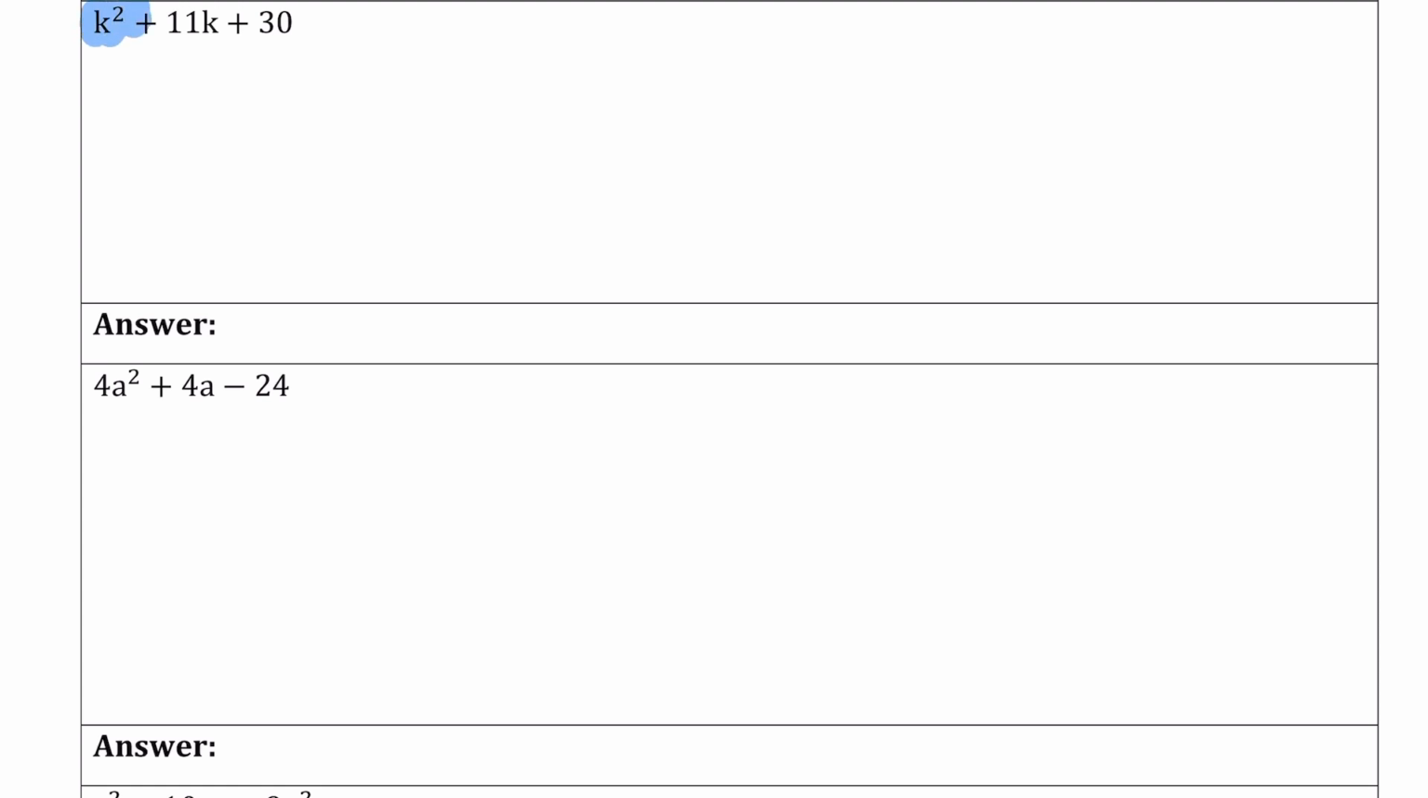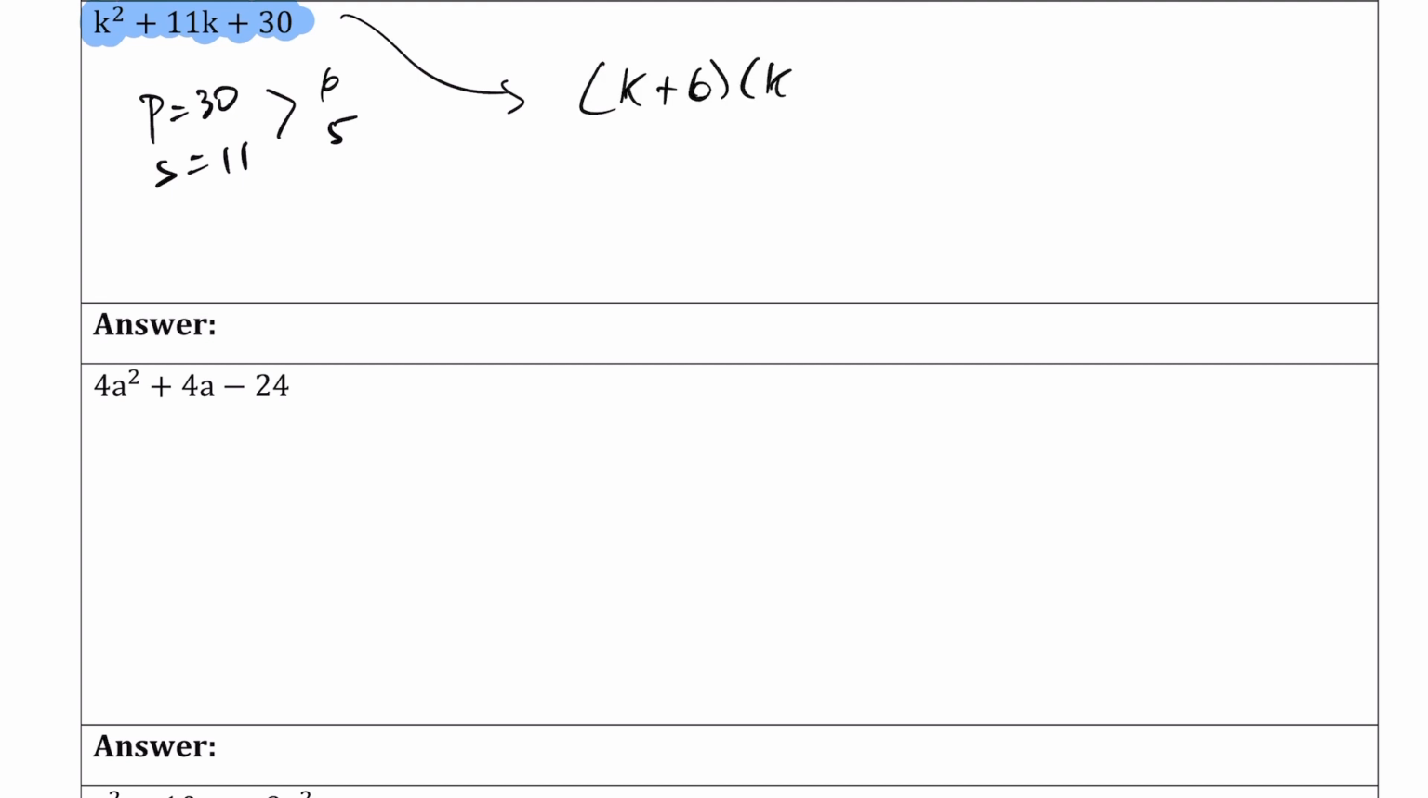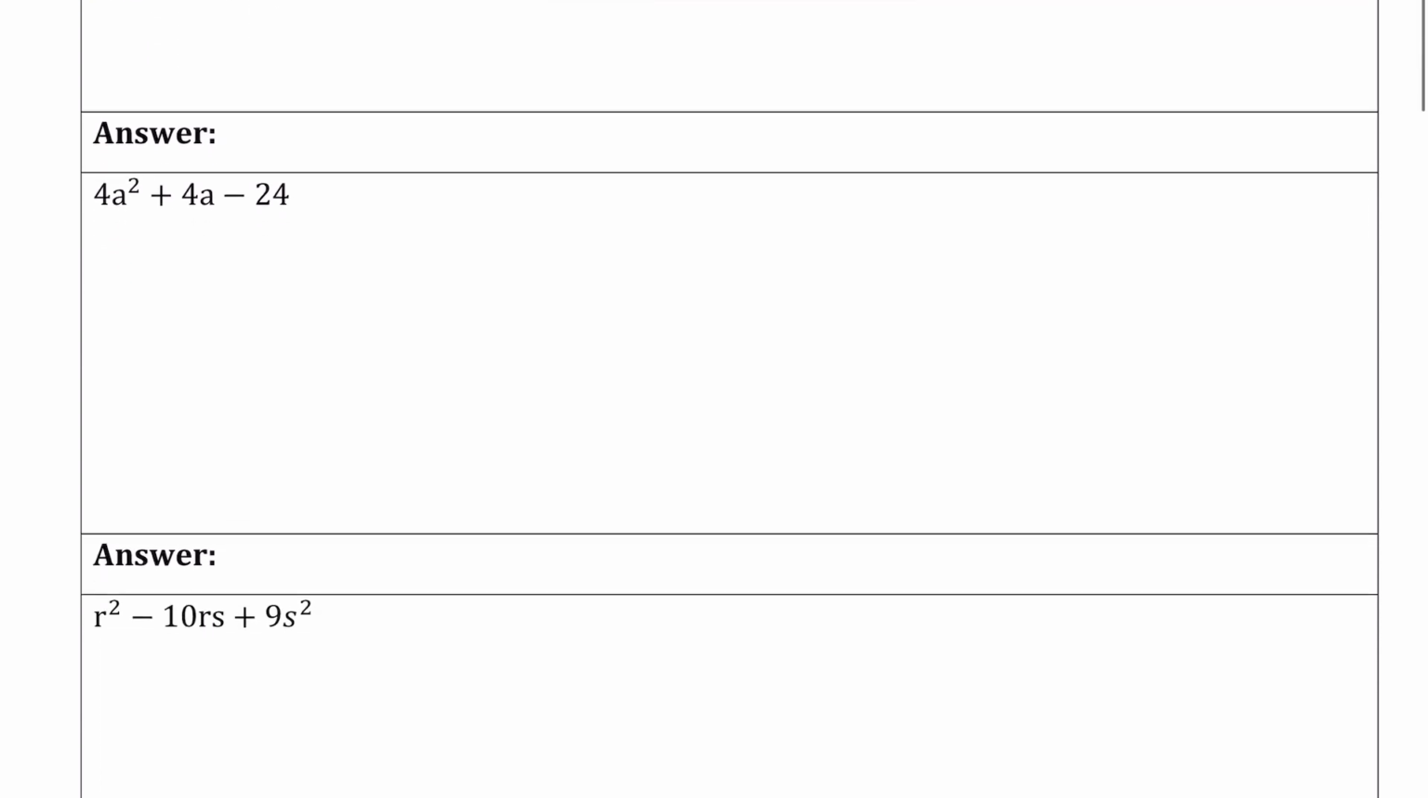So we start off with a simple trinomial here. Again, I know that's a simple trinomial as the leading coefficient is 1. So I need to think of two numbers that multiply to be 30 and add to be 11 in this case. And if you go through that, you're going to find those numbers are 6 and 5. So this first question will factor into k plus 6 times k plus 5. Or again, vice versa, you could have k plus 5 times k plus 6.